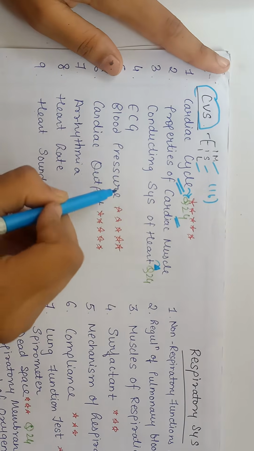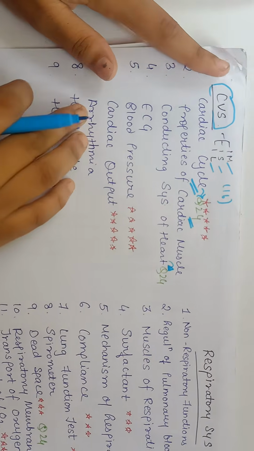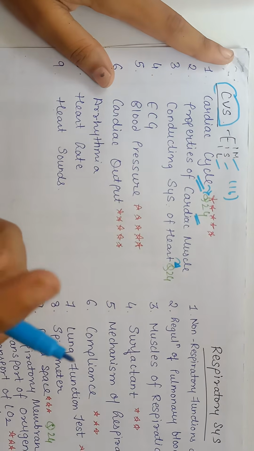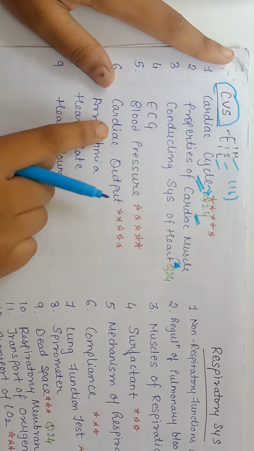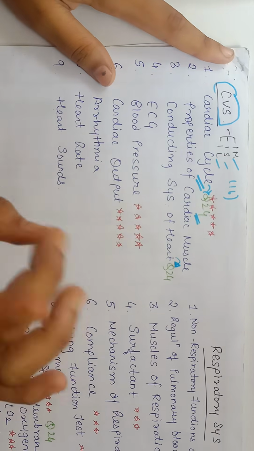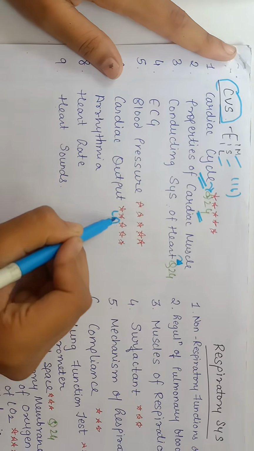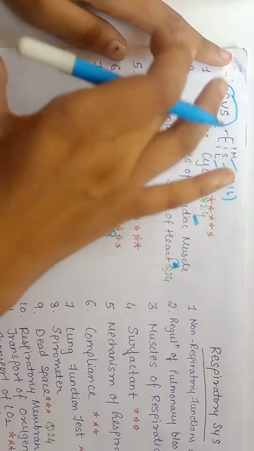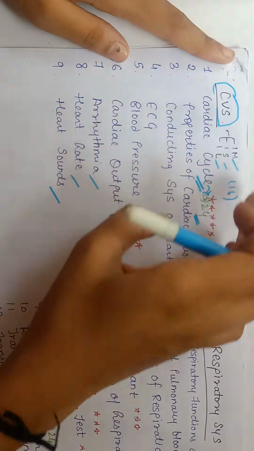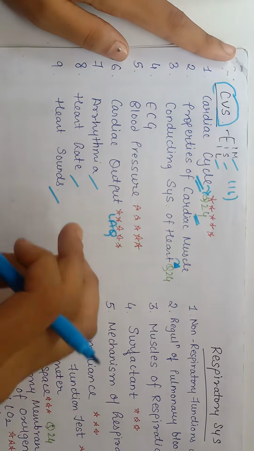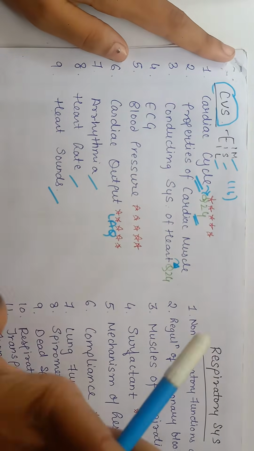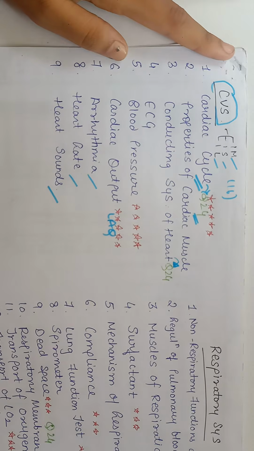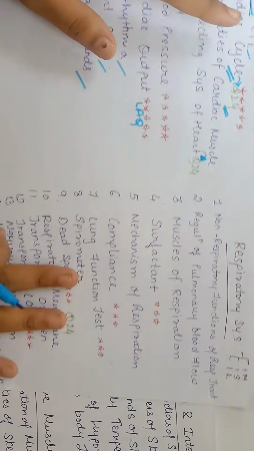ECG is important. Blood pressure is very much important. If you want notes, I will provide you. Please comment down below. Then cardiac output is very important and it can be asked for LAQ. Then arrhythmia, heart rate and heart sounds. These are the only topics in the cardiovascular system which you have to study, and the questions will be present from these only. So prepare well with these questions.